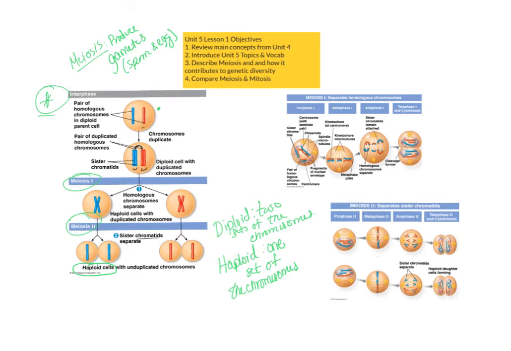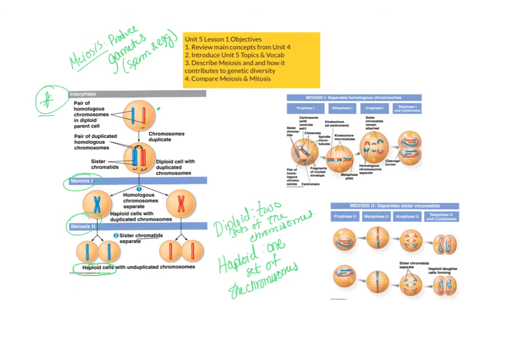But at the end of meiosis, we have haploid cells that have only one set, because what we're trying to do is create gametes that will combine a sperm with an egg that each contribute one set of the chromosomes to that offspring to then have two sets to become diploid again.